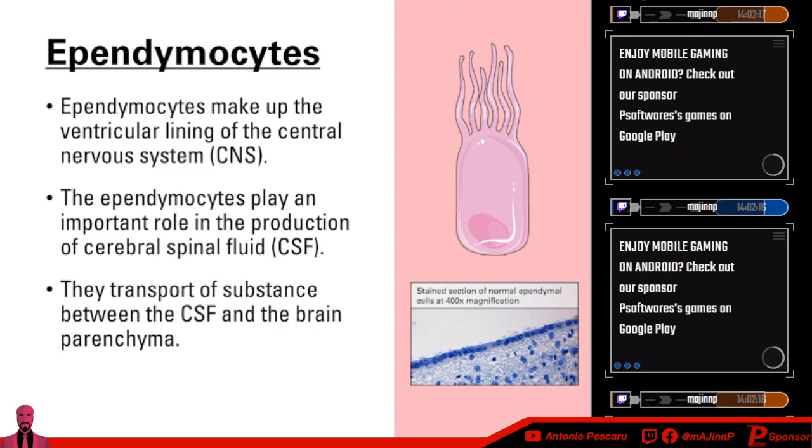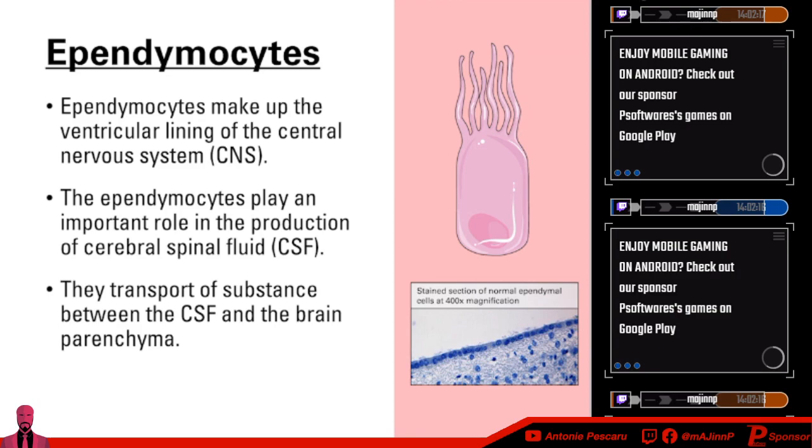So basically, as you see, that's a drawing of an ependymocyte. But you also have the section of how it actually looks under a microscope, which is right below. And the following glial cells will also have the same function. You'll be able to see what they look like under the microscope, or under a photon microscope.